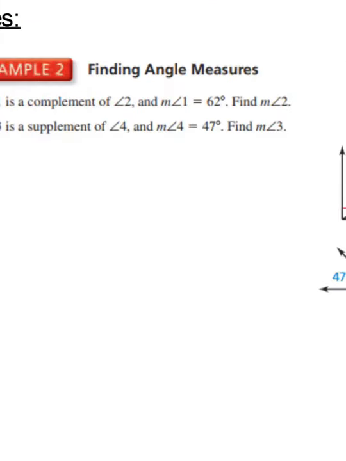What's the measure of angle 2? So yes, because we subtracted from 90. What's the measure of angle 3? 133, because we subtracted from 180. So angle 3 and angle 4 are supplementary angles.